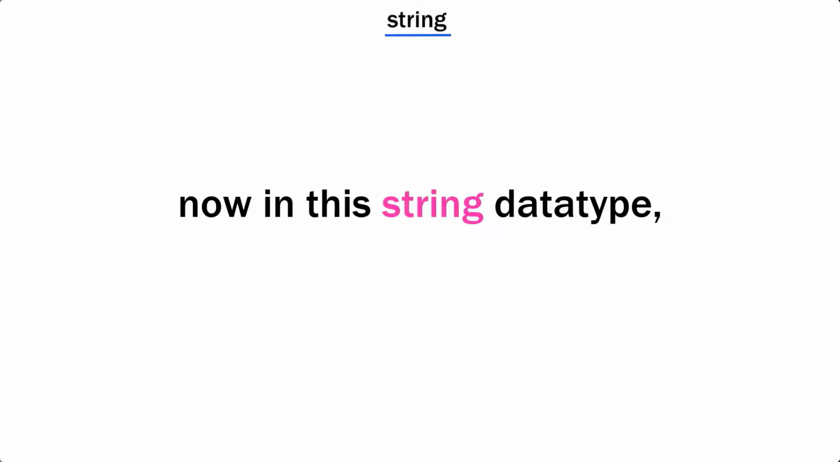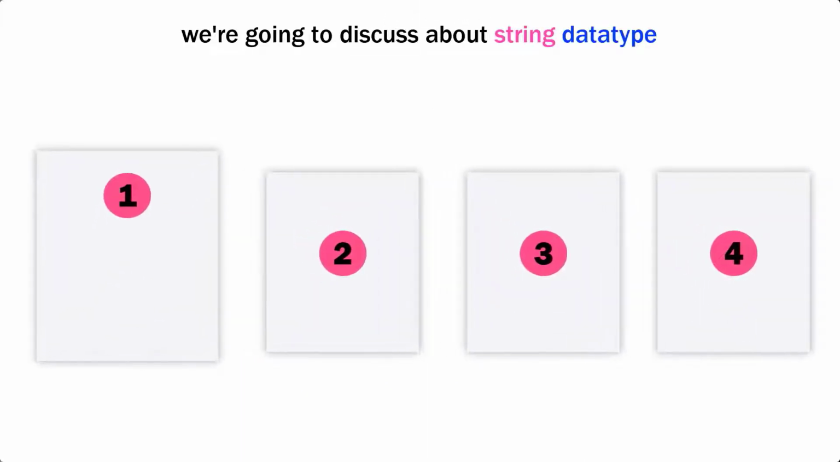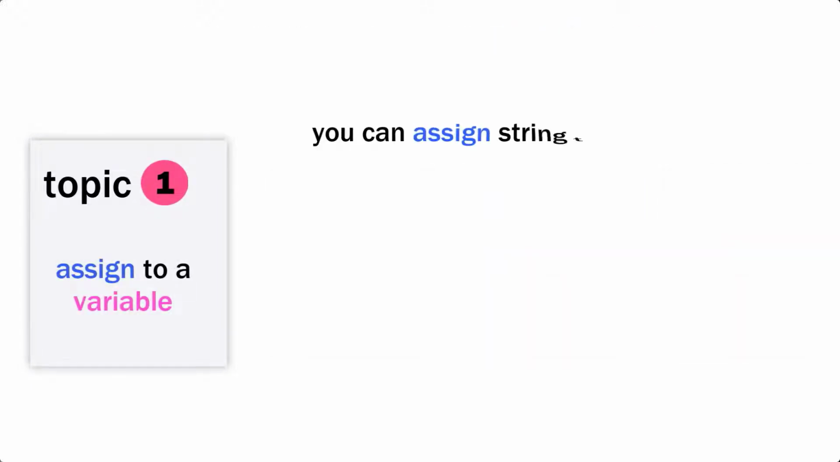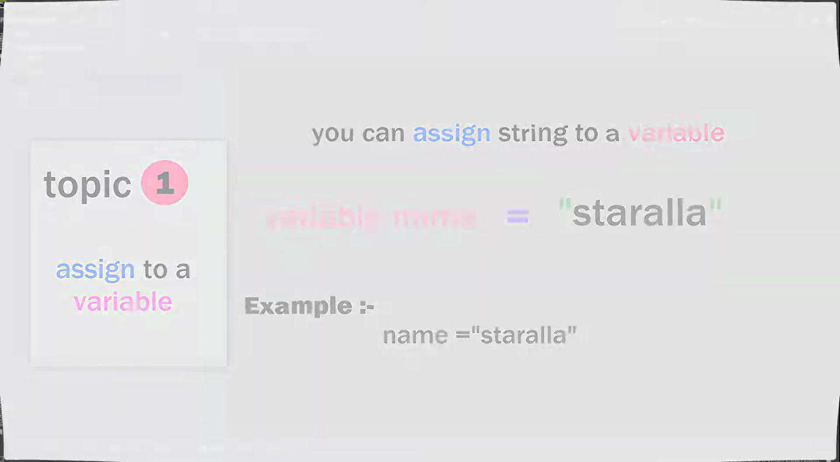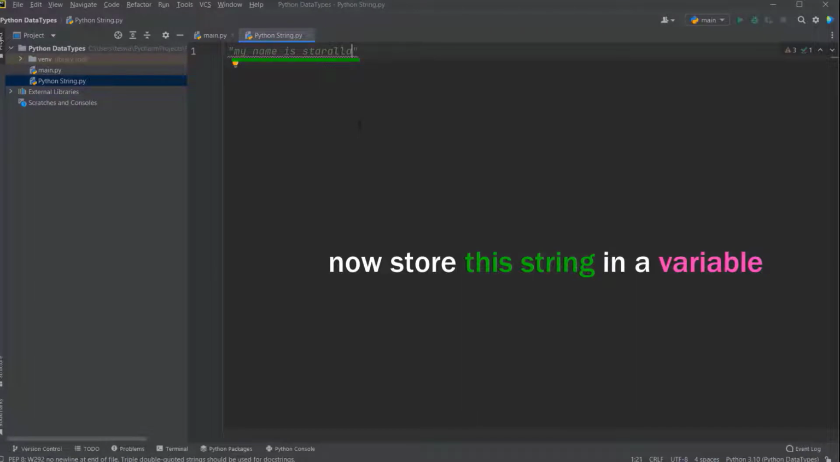Now in the string data type, we are going to discuss 4 topics. The first topic is assigning a string to a variable. You can assign a string to a variable with the variable name followed by an equal sign and the string. Variable name equal to double quotes text. For example, here I am going to create a simple string, double quotes, my name is star Allah. Now store this string in a variable.